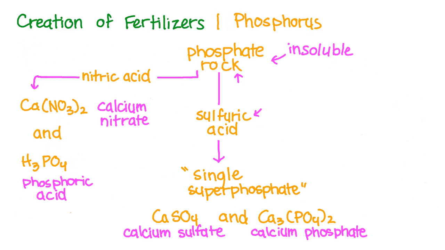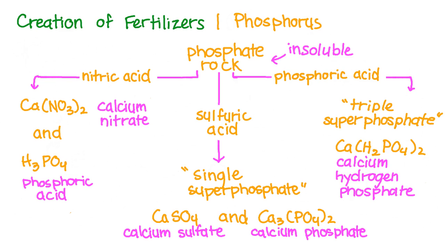We can also react phosphate rock with phosphoric acid, which would give us something that's commonly referred to as triple superphosphate. Chemically, triple superphosphate is calcium hydrogen phosphate. So now we know how phosphorus-containing fertilizers are made, so that just leaves us with potassium.